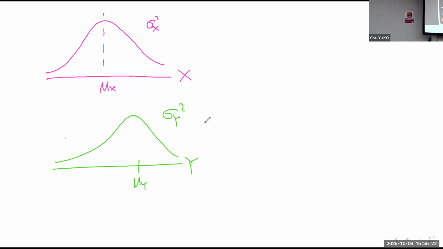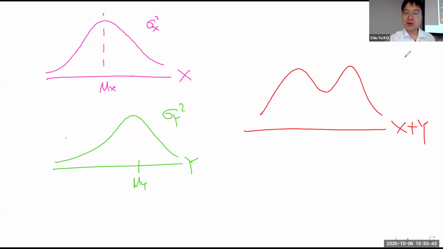And what will you expect? You have x plus y, your numbers added together. What kind of shape do you expect? It can be anything, right? If you start with this, then I might expect something like two hills, two valleys, two modes. Or maybe you are expecting something like this, I don't know, something like that, right?